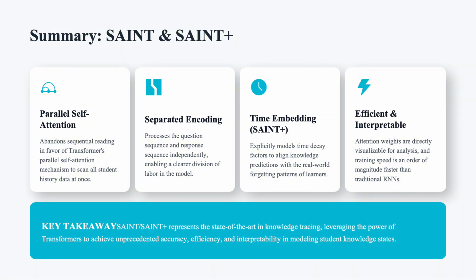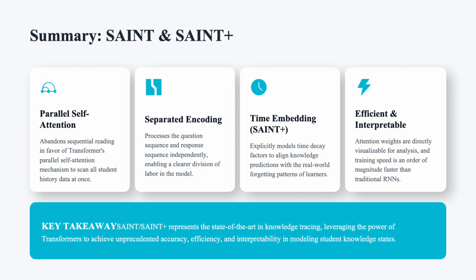Let's summarize. Saint and Saint Plus represent a major leap forward. By adopting the transformer architecture, they process a student's entire history in parallel, making them incredibly fast and effective at capturing complex patterns. The separation of question and answer sequences leads to more nuanced modeling. Saint Plus adds a sophisticated model of time, making it highly realistic.